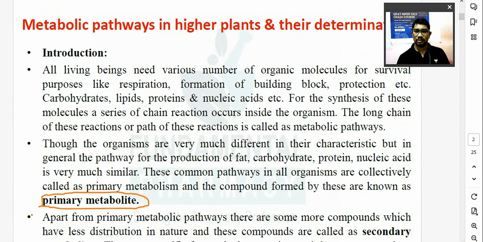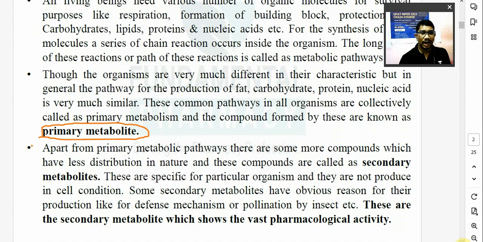What are the secondary metabolites? For example, all organic compounds like alkaloids, glycosides, terpenoids, tannins, volatile oils, right? Then your gums, all they are nothing but secondary metabolites. Some secondary metabolites are produced in the plant for obvious reasons. उसके एक reason होता है plant में, like the protection factor, defense mechanism, pollination by insects. These are the secondary metabolites which show vast pharmacological activity.